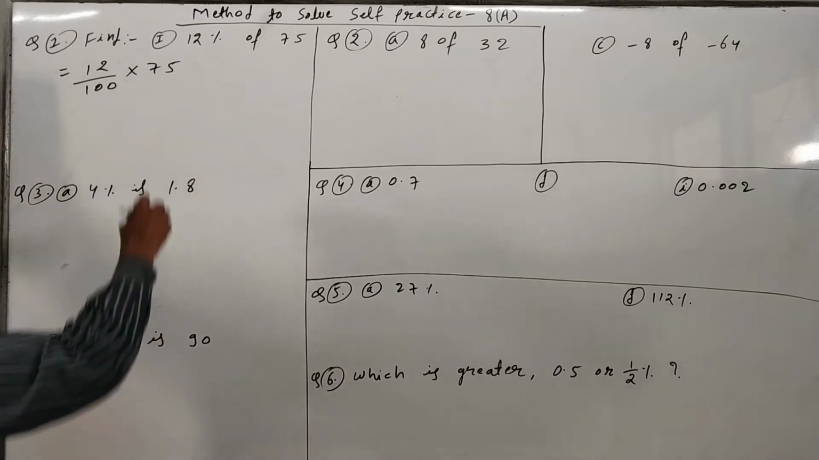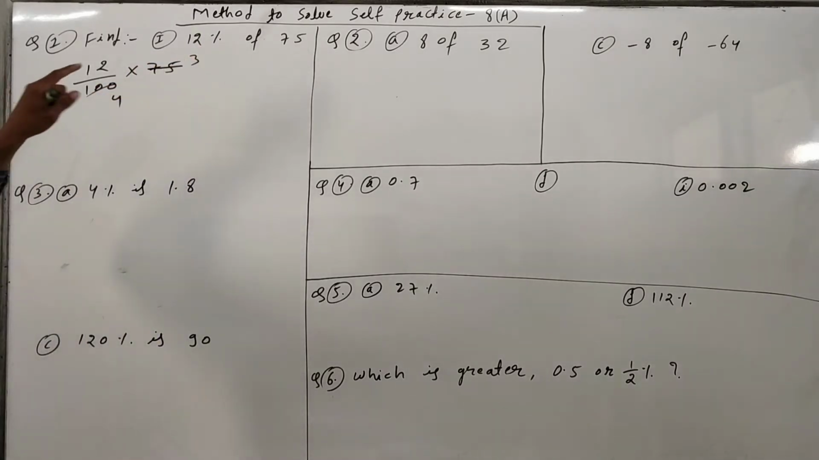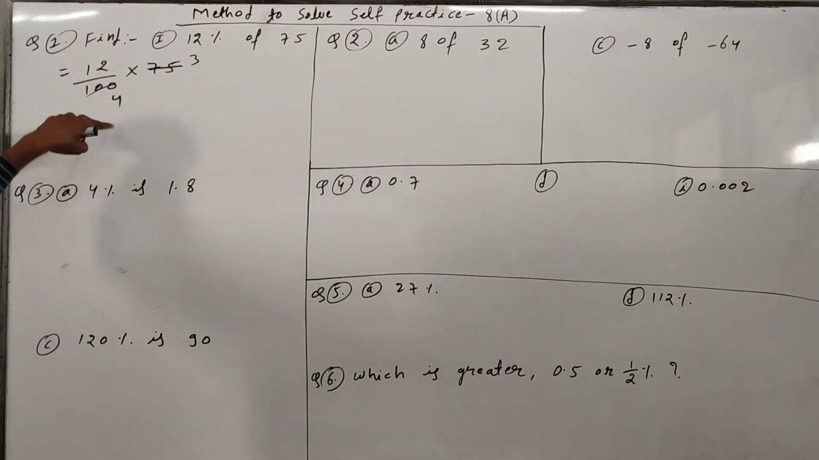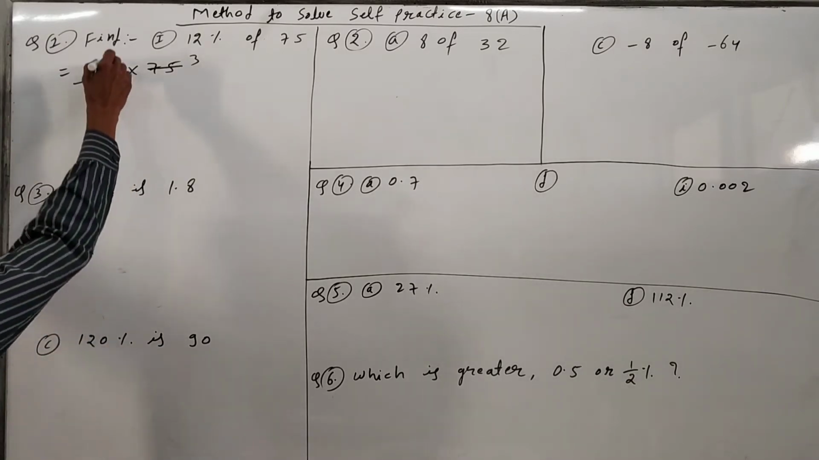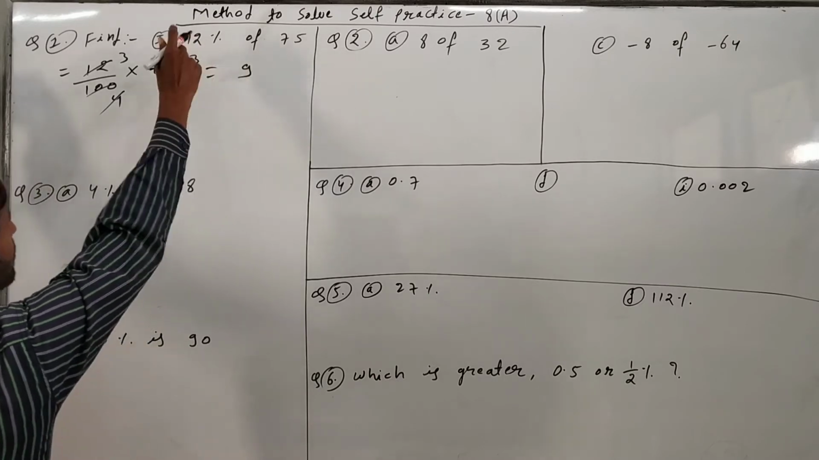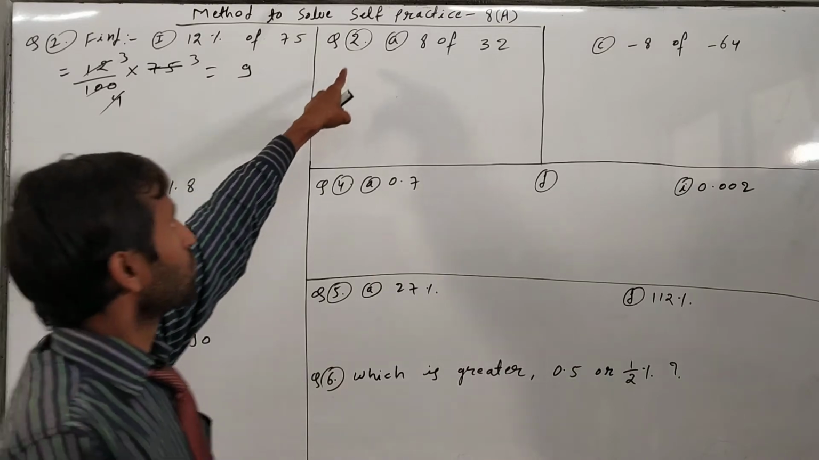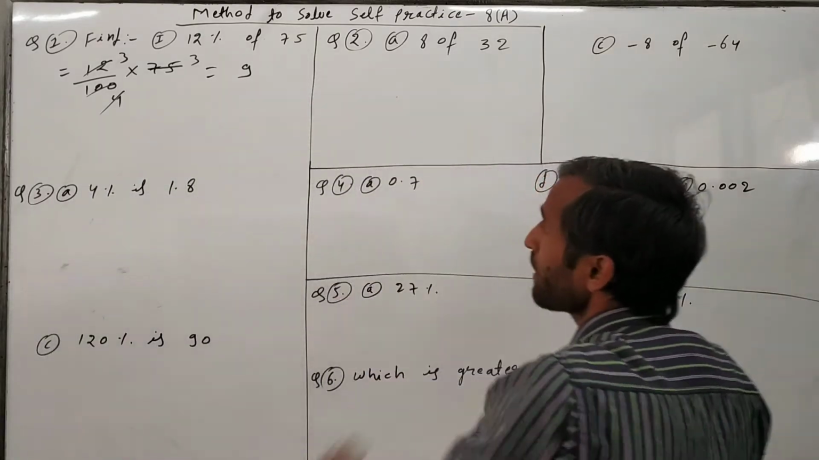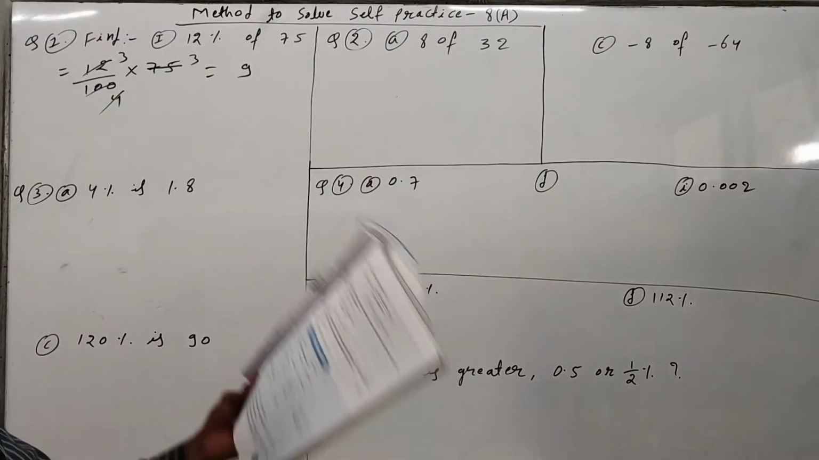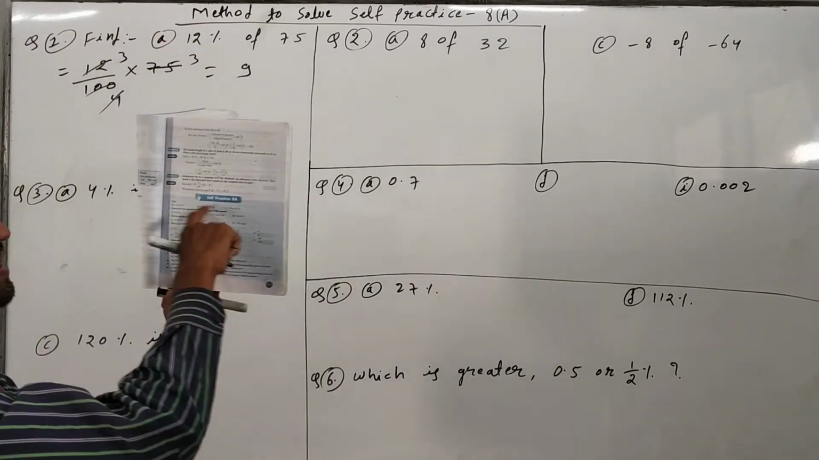Now solve this part. We cancel out by 25: 3 twenty-fives are 75 and 4 twenty-fives are 100. Now we cancel by 4, 4 threes are 12. So 3 threes, multiplied, will come 9. So this is the number: 12% of 75 is equal to 9. Now we have to solve the remaining parts. Two parts are remaining, so just find them yourself. This one is the A part, I have solved the A part. B and C you have to do.